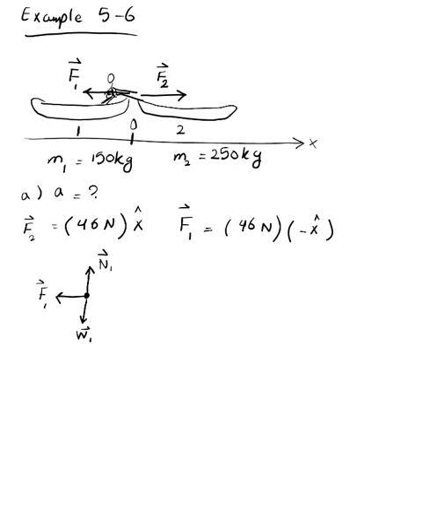Now for canoe number 2, I have its weight, I have its normal force, and you should know by now that everything that is placed on any surface has a normal force from the surface. And then I have F2, which was the external force.